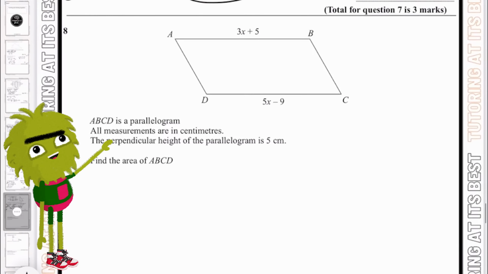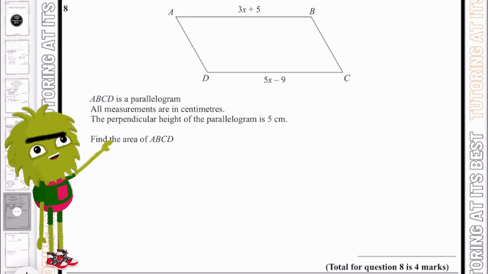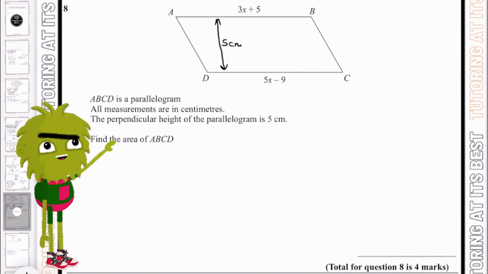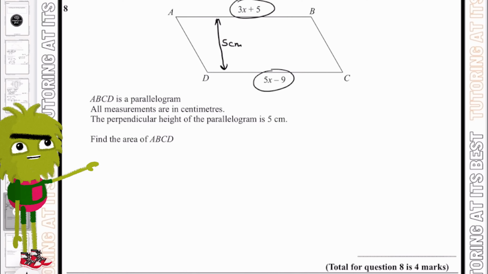Amazing work. Question number 8. ABCD is a parallelogram and all measurements are now in centimeters. And they've told us that the perpendicular height of the parallelogram is 5 centimeters. So that means our height here is equivalent to 5 centimeters. So let's find the area of ABCD. Again, as we know that the top and the bottom are the same, let's go ahead and make x the subject. So we'll have 3x plus 5 equals 5x minus 9.